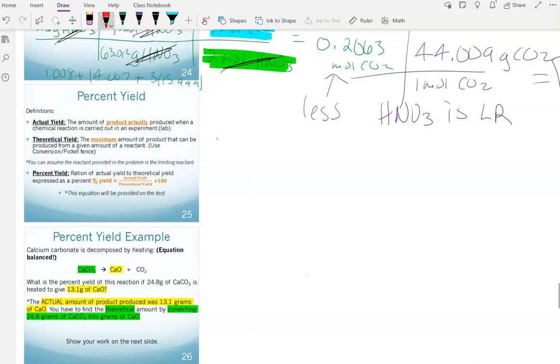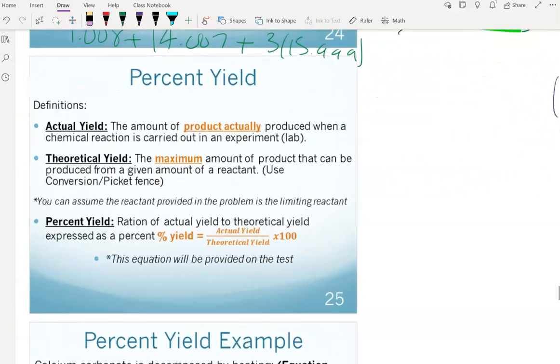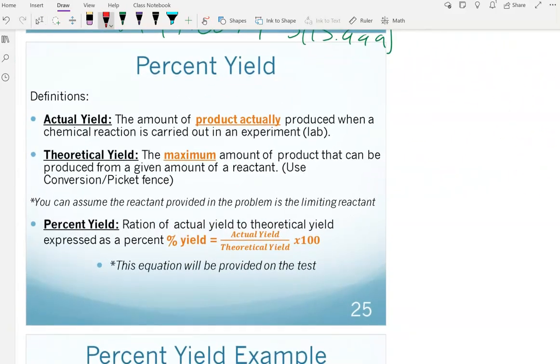In this video I'm going to be going over percent yield. Percent yield is something that you have to calculate using this equation here, and it's the actual yield divided by the theoretical yield times 100. Well, what is the actual and theoretical yield?